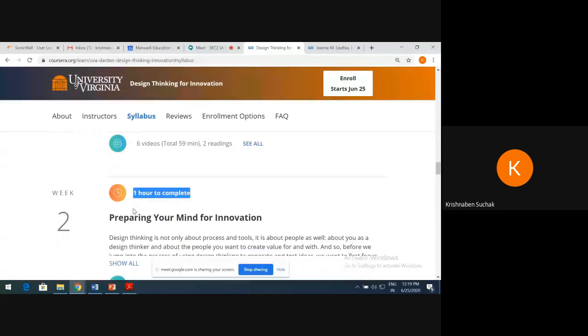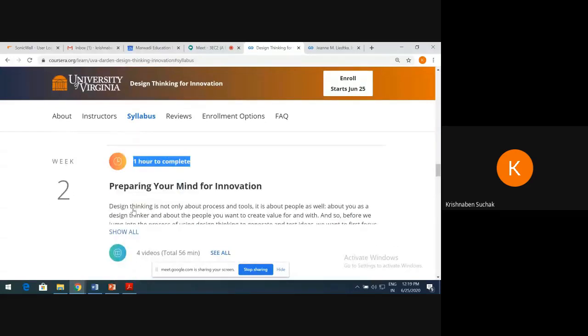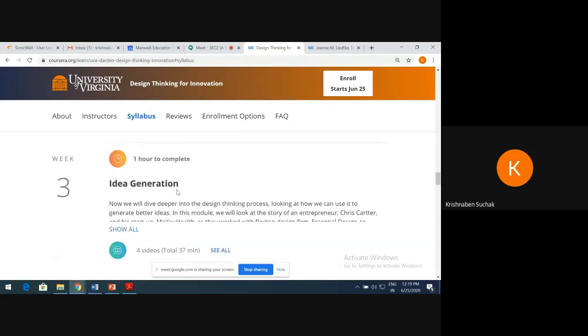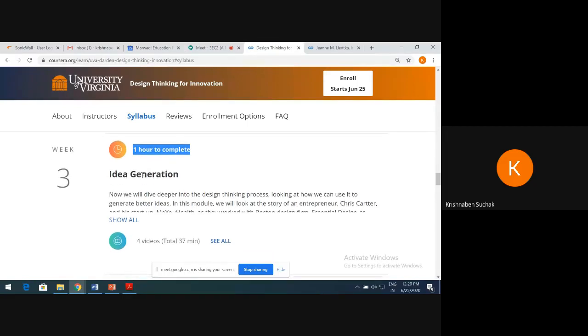In the second week, the topic is preparing your mind for innovation. It will give you different ideas: what innovation is, how it is done, and where you can find it. Okay, it will help you to develop. Then the next topic is idea generation. Again, it takes 1 hour to complete.